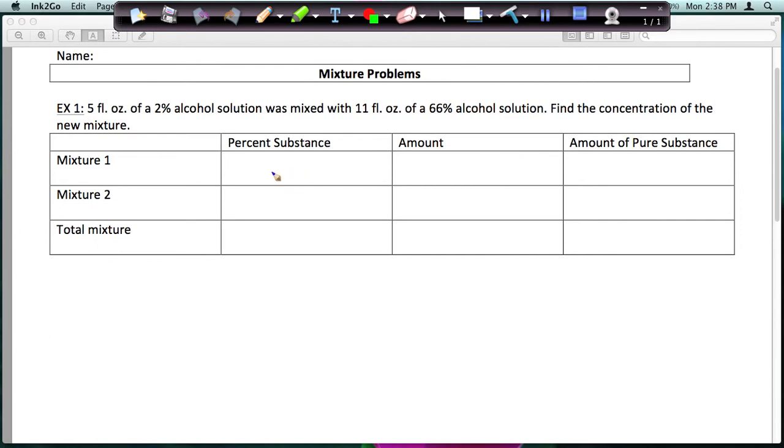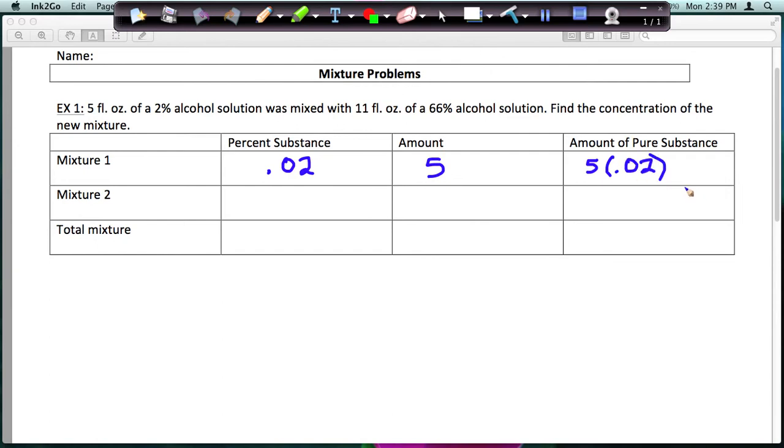We know we have a percent for mixture 1. Let's say this is the 2%. So we have 2%, which remember you need to write as a decimal, so 0.02. And we have 5 fluid ounces of this. And I'm going to leave units off here in the table. So remember, the amount of pure substance is the amount you have times its concentration. That tells you how much pure alcohol is in there.